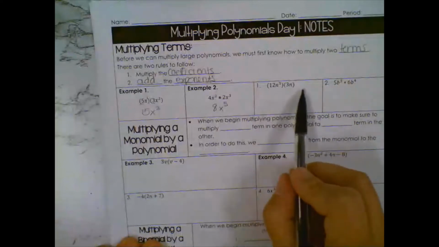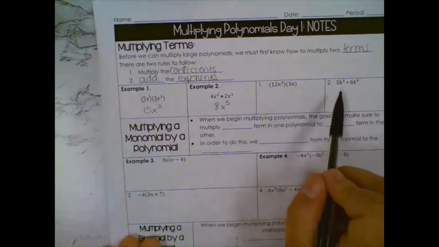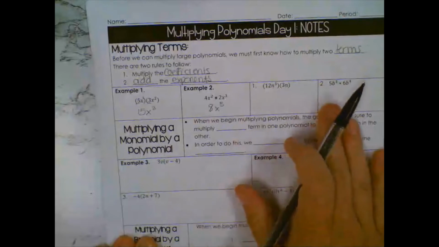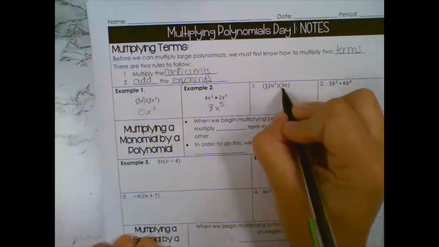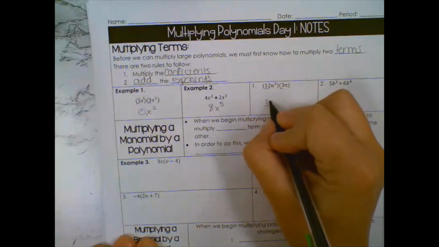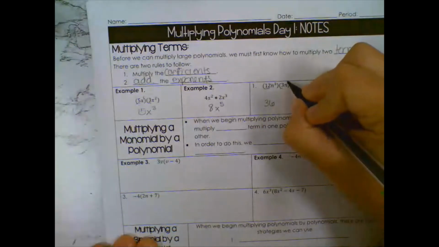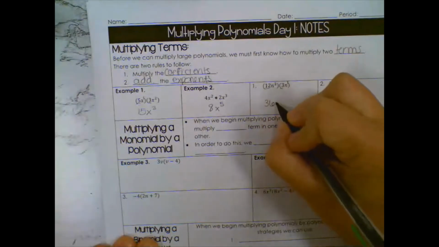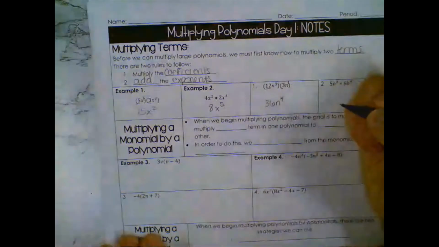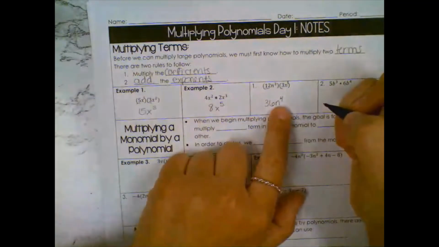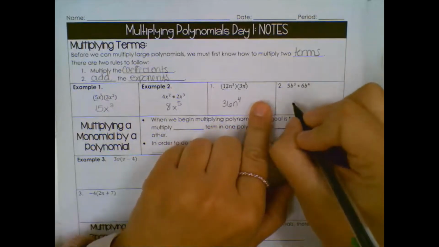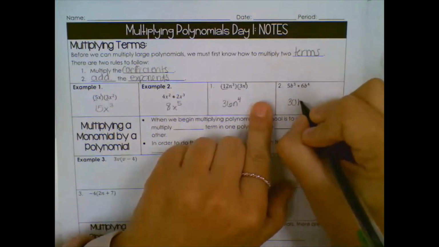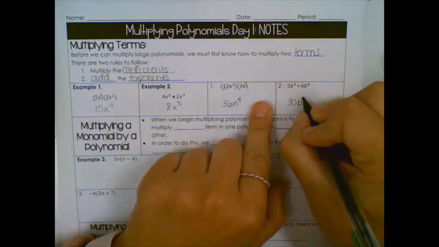Go ahead and try these two on your own. Pause it right here, try on your own, and then restart. I'll go over both of these. Okay, 12 times 3, multiply the coefficients. That is 36. Now again, this is raised to the first, so 3 plus 1 is going to make this now n to the fourth. So multiply the coefficients, add the exponents. Here we have 5 times 6, so that gives me a 30, and then add the exponents. 3 plus 4 is 7.